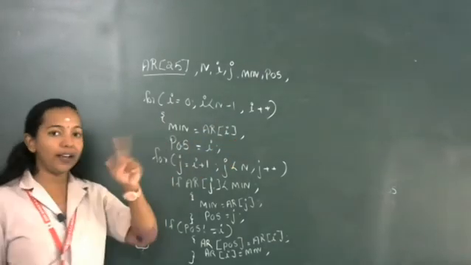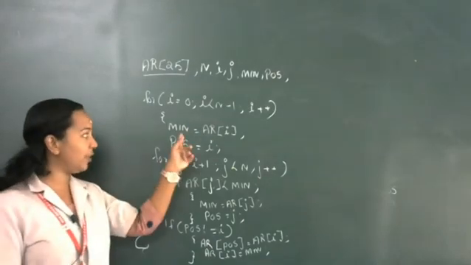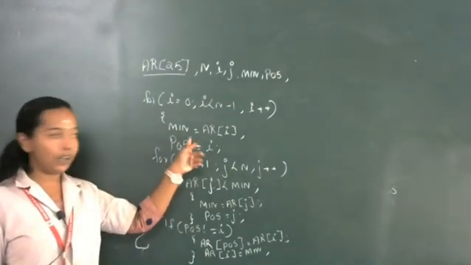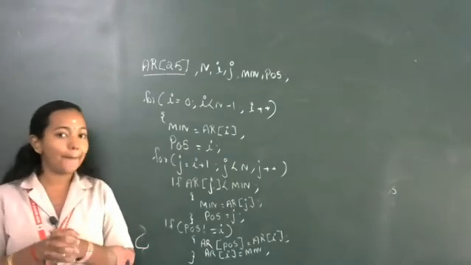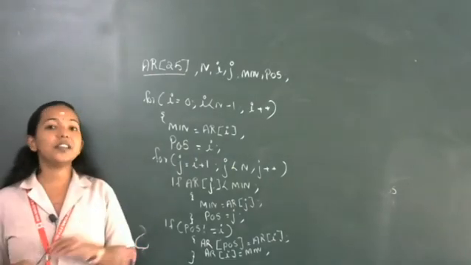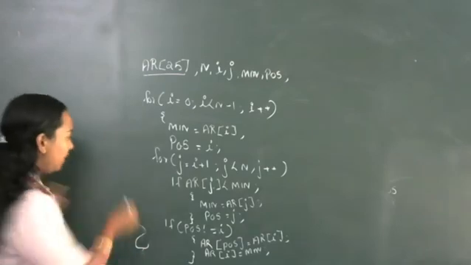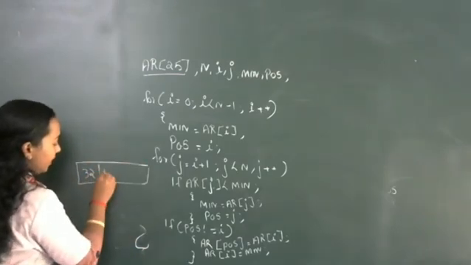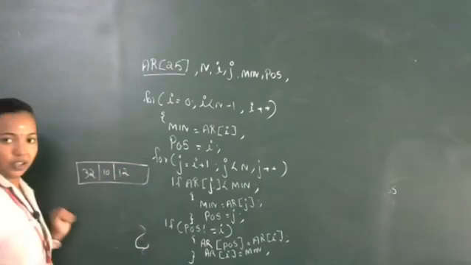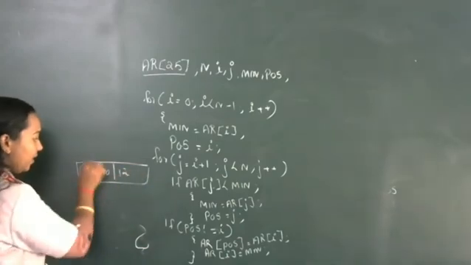What is the value of i now? 0. So the 0th value goes to variable min and its position into pos. That means we are starting the pass. Then after the pass, for example, here is an array: 32, then 10, 12, like that. So first we are assuming 32.